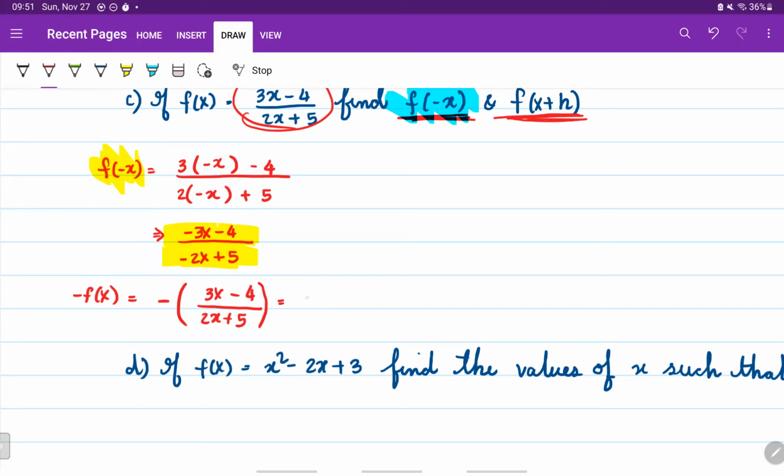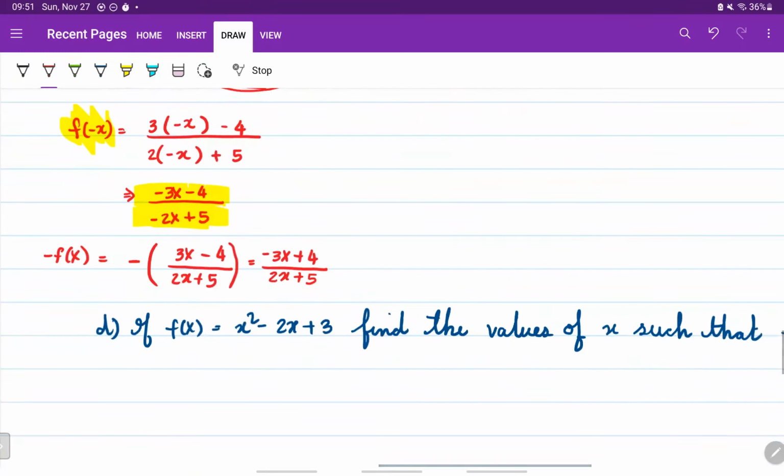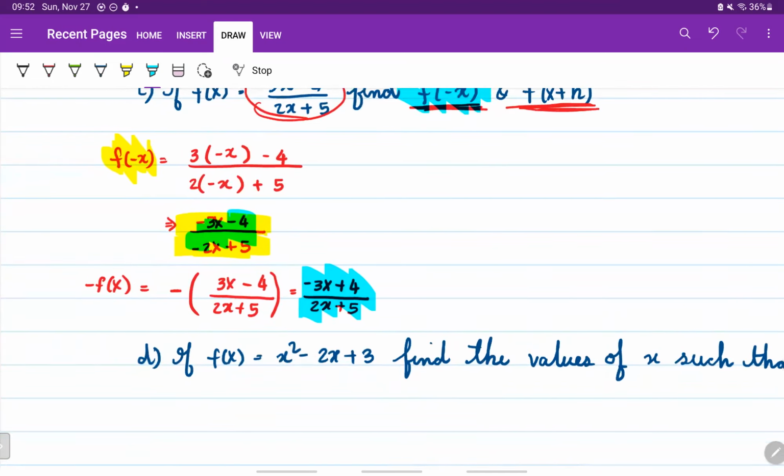Which is equal to negative 3x plus 4 divided by 2x plus 5. When you compare this with this, we see that they are both different. So we should be very careful if we have negative f of x or f of negative x here.